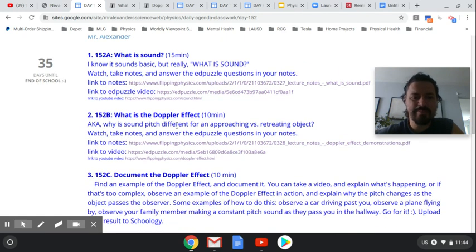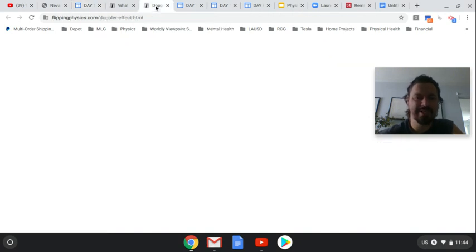Same deal here. Doppler effect. Why is it that sound is different for an approaching versus a retreating object? So this is what I'm talking about right here.